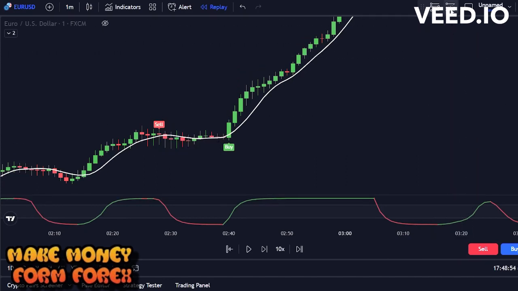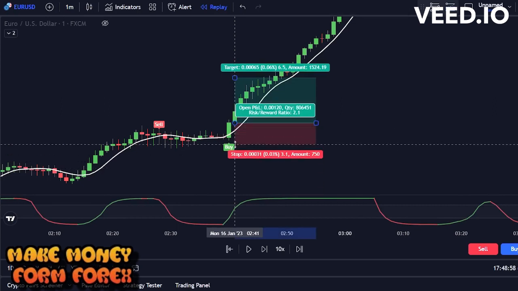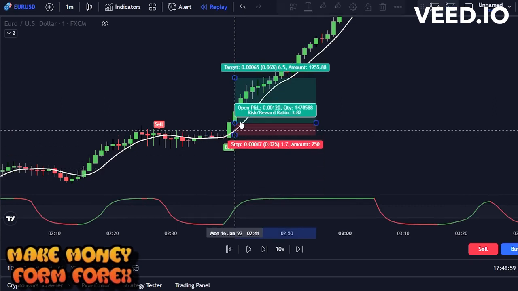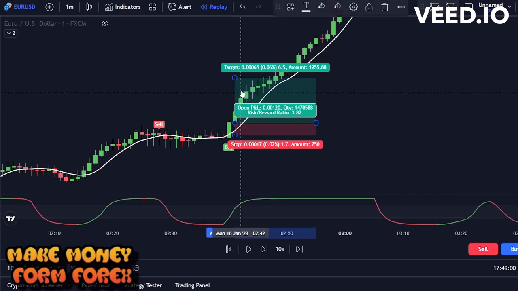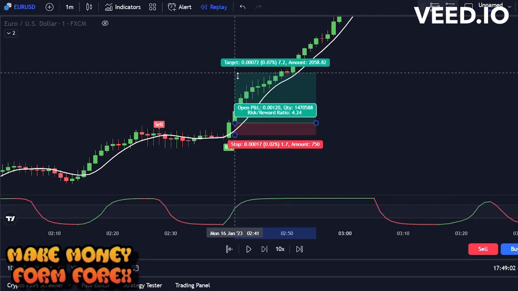All of these conditions were met, so we enter a long trade right here. We set the stop loss just under the white line. And the target is not actually going to be set right now, but we will wait for a linear regression candle that closes red and then we will exit the trade. In this case we would close the trade for a profit right here.